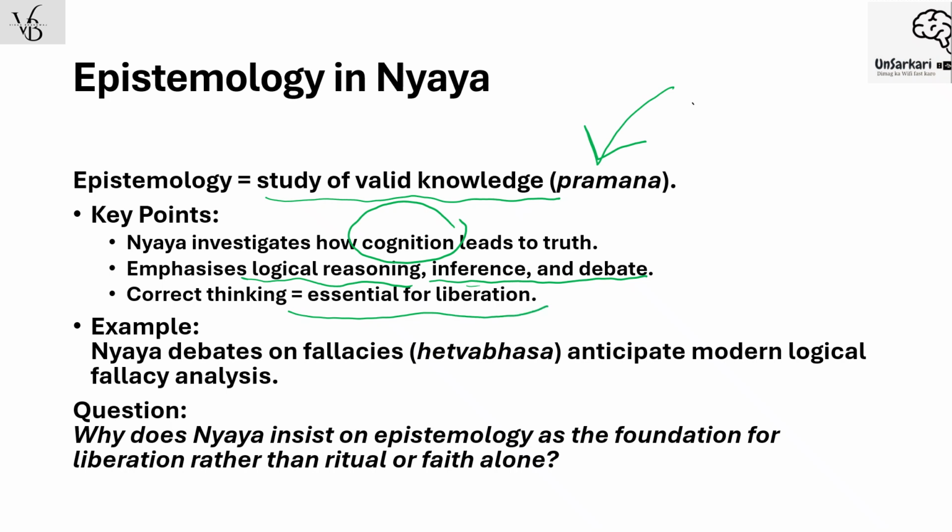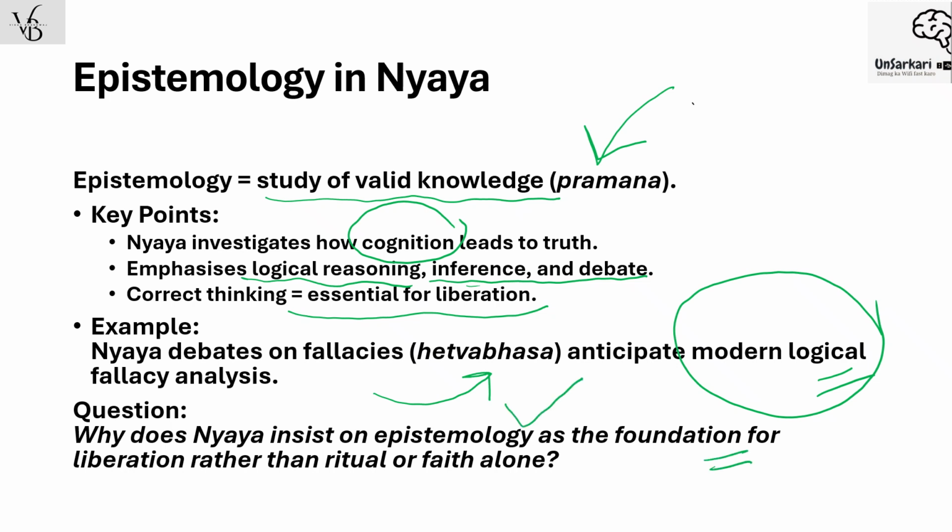So Nyaya debates fallacies. Fallacies, illusions, or you can say ignorance, that is hetvabhasa. So the Nyaya school at that time was talking about these fallacies. Modern-day logical fallacies are also somewhere derived, knowingly or unknowingly, from what the Nyaya school was talking about in those times. My question to you is, why does the Nyaya school insist upon epistemology as the foundation for liberation rather than ritual or faith alone? Why is it bringing in epistemology? Why is it not relying only on ritual or faith? Write the answer and share it with me.